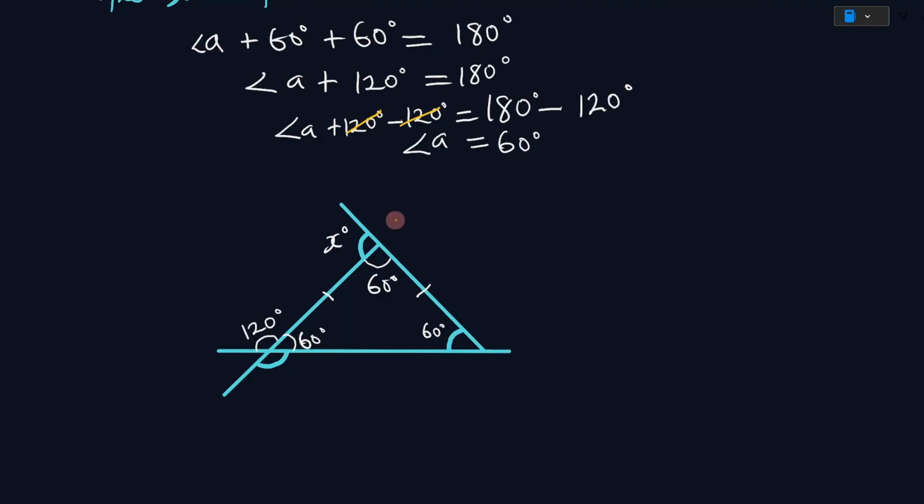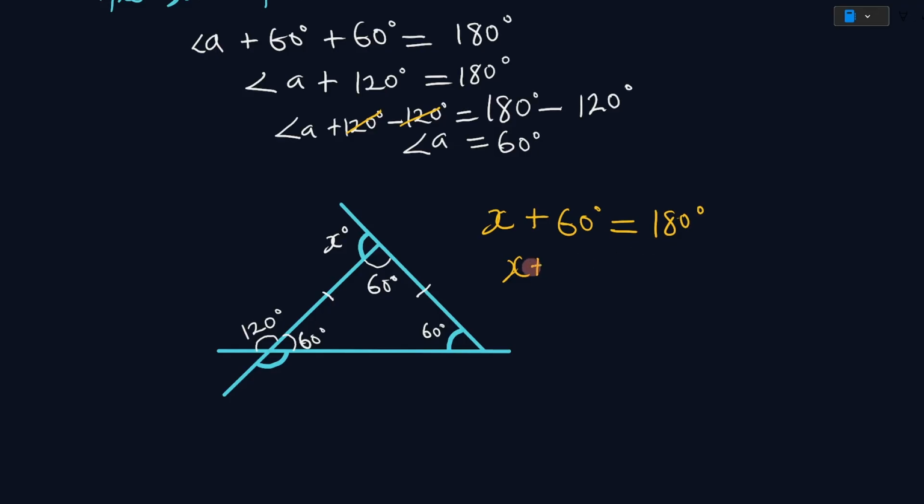If we apply the straight line angle theorem, which says the two should sum to 180 degrees, we can see from this diagram that angle X and angle 60 degrees are on the same straight line. That means x plus 60 degrees should give us 180 degrees. To find x now, we need to subtract 60 degrees from both sides.